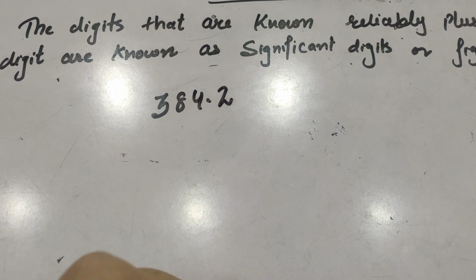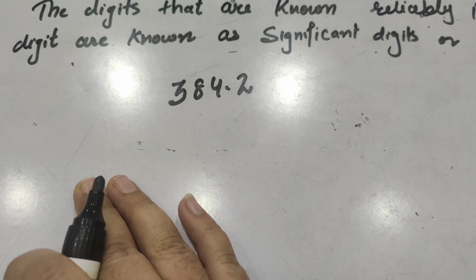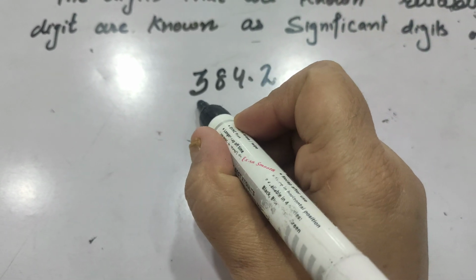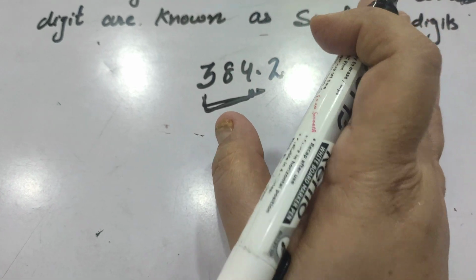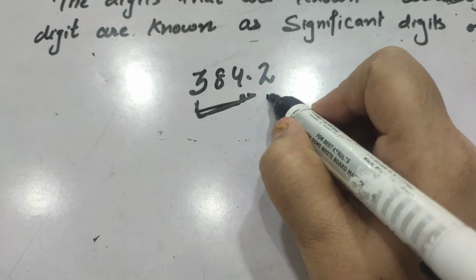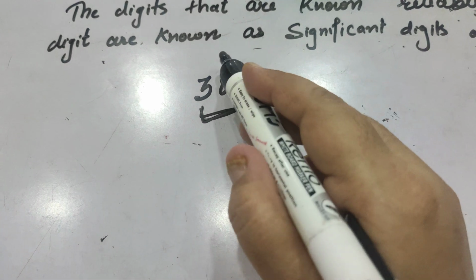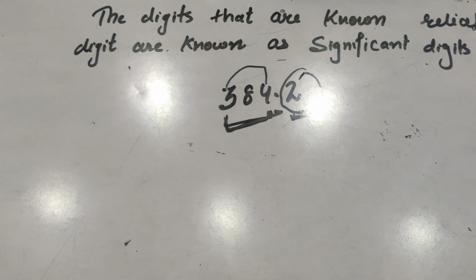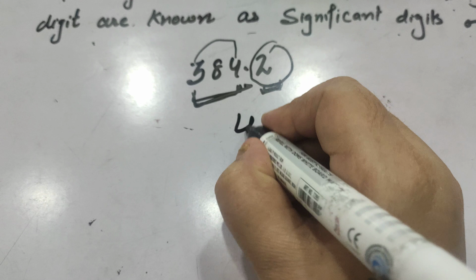384.2. Let us consider we have measured the length and it comes out to be 384.2 centimeter. In this case, we know that for the scale that is measuring, 384 is the reliable part, meaning at least it has the value 384, and 0.2 can vary. So this is the uncertain or unreliable digit. So the total significant figures are the 3 reliable ones and this one unreliable or uncertain one. So the total number of significant figures is 4.